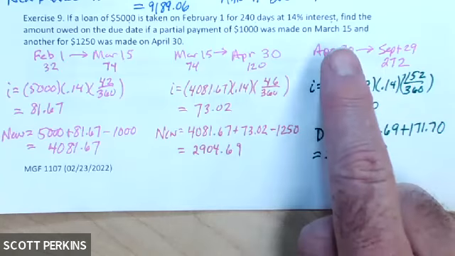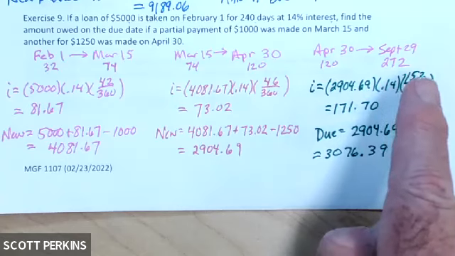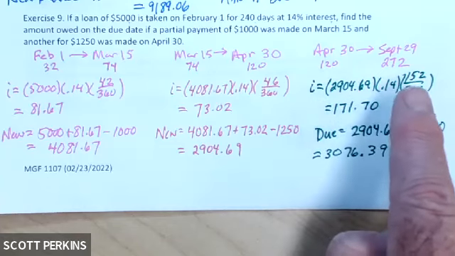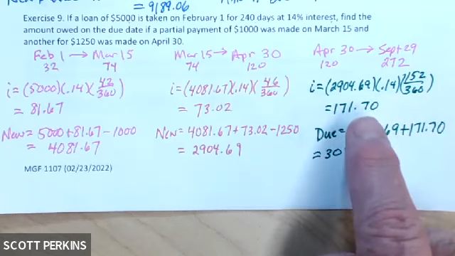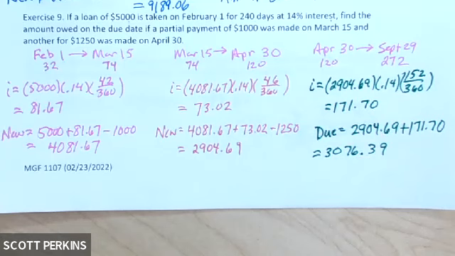And last but not least, with great relief, we head into the third iteration of this. From April 30th to the end of the loan, which is 152 days, my interest is the previous balance, $2,904.69, times 0.14, times 152 over 360. Your calculator gives you 171.70, and then we use that to get the amount due at long last, final answer.